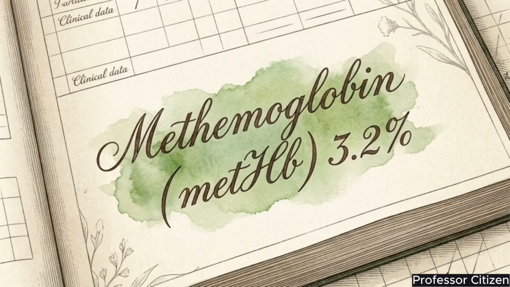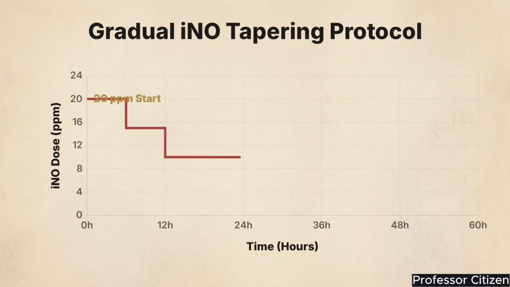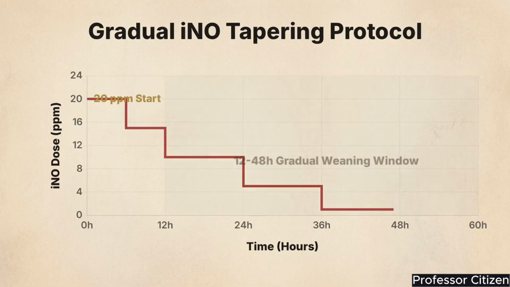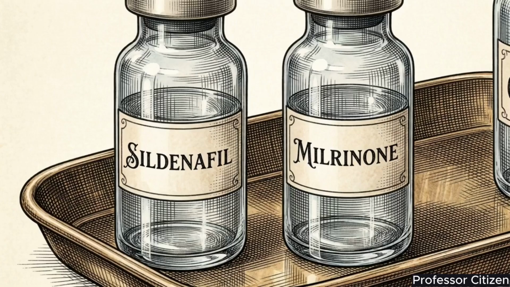Therapy requires mandatory, strict monitoring. Daily serum methemoglobin levels must be kept below 5%, and the drug must be weaned slowly over 12 to 48 hours to prevent sudden rebound vasoconstriction. If the infant does not respond to INO, or if it is unavailable, phosphodiesterase inhibitors like sildenafil or milrinone are utilized to promote that necessary vasodilation.